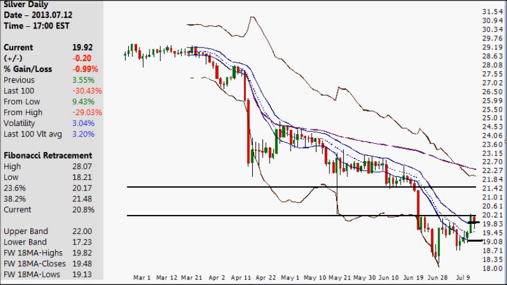Friday's session was a sideways consolidation after a 3.5% up day, and this 18 average band is now moving sideways. It will remain sideways unless it can have a clear breakout past this resistance. And of course, it has to hold the 18 average of lows to stay sideways as well.